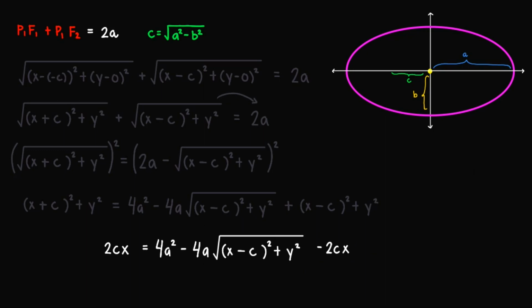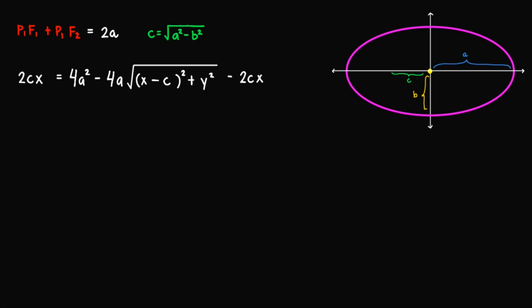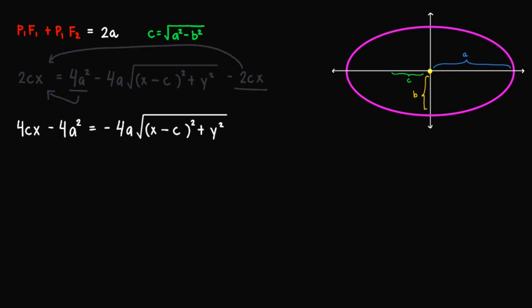And let's clear out some space and move this up here. Now, to solve this, again, what we want is to eliminate the radical, which is this one. And since this one is the only radical left, what we do is we isolate that one on one side. So that is, we'll be moving 4a squared and negative 2cx to the left. So we'll have 4cx minus 4a squared equals negative 4a times the radical. Take note that we obtain 4cx out here since we move negative 2cx to the left. So we'll have positive 2cx, then add these two up and we'll obtain this. So I hope that one is clear.